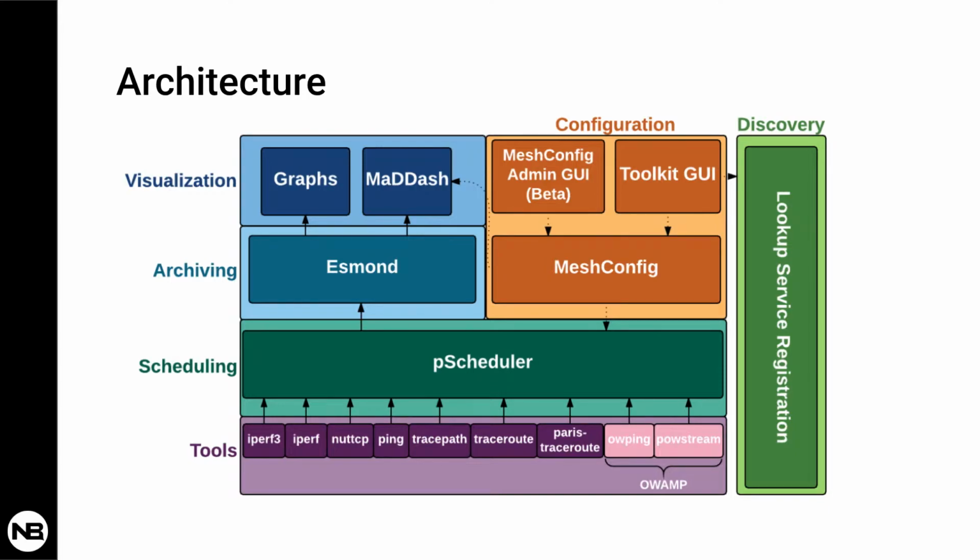On the configuration side, MeshConfig is responsible for the configuration of the system, and then of course there is also the GUI, the graphical user interface component. The last module we didn't talk about is the discovery. So the discovery or lookup service registration module is used for two separate perfSONAR nodes to connect, communicate and run tests together.